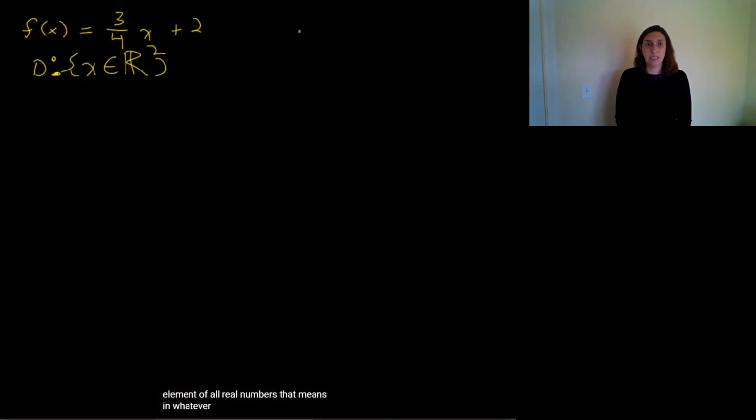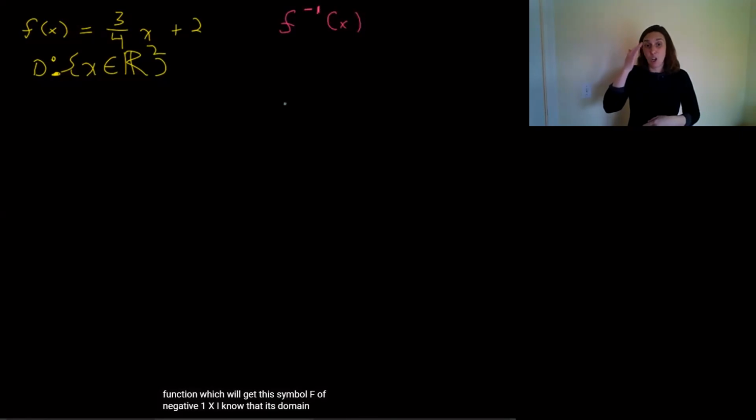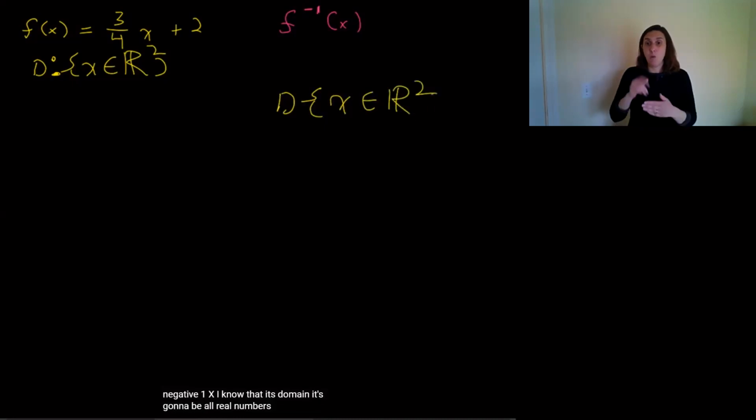That means in whatever I find for the inverted function, which will get this symbol, f of negative 1 of x, I know that its domain is going to be all real numbers. If there's any restrictions in either of these, they filter over. Well, not domain, range. Sorry, this becomes the range. My bad. Right, this domain becomes this one's range.